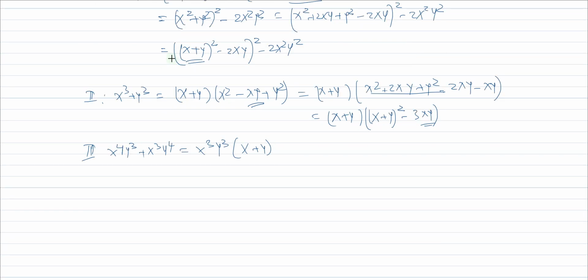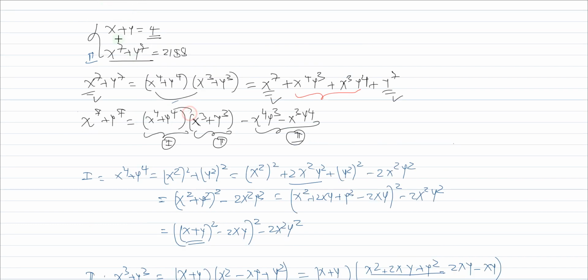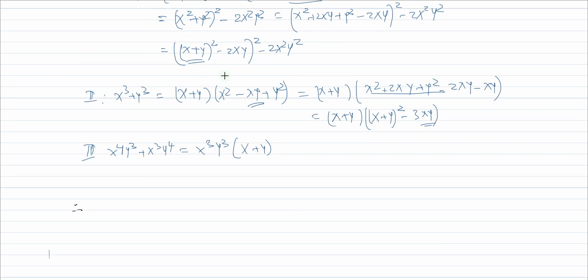So as we have simplified, now we're gonna have that x to the 7 plus y to the 7 equals 2188. X to the 7 plus y to the 7, we made this transformation according to this. So now we're going to replace. The first one gives us this one.